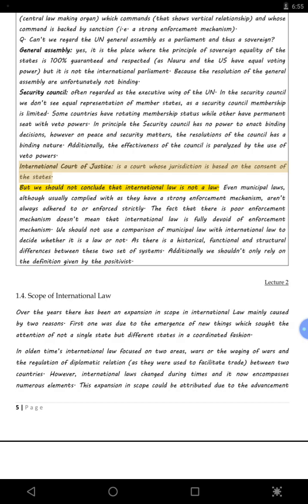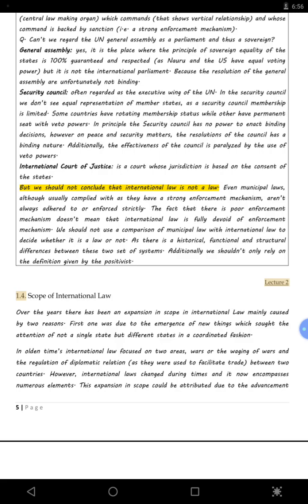International Court of Justice. The International Court of Justice is a court whose jurisdiction is based on the consent of the states. But we should not conclude that international law is not a law. Even municipal laws, although usually complied with as they have a strong enforcement mechanism, aren't always adhered to or enforced strictly. The fact that there is a poor enforcement mechanism doesn't mean that international law is fully devoid of enforcement mechanism. We should not use a comparison of municipal law with international law to decide whether it is a law or not, as there are historical, functional and structural differences between these two systems. Additionally, we shouldn't only rely on the definition given by the positivists.